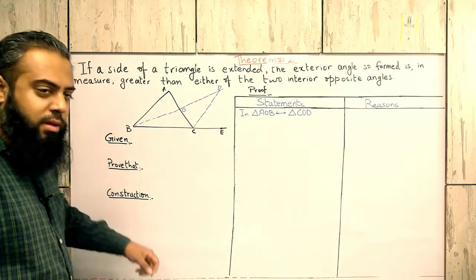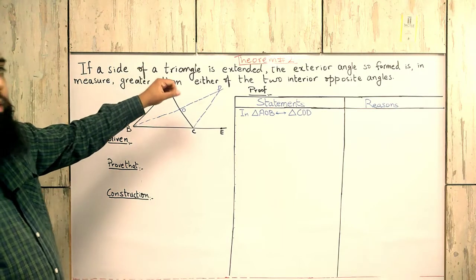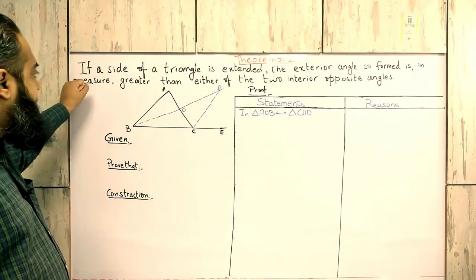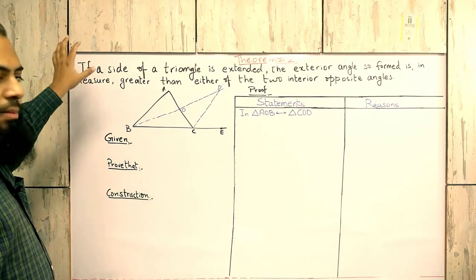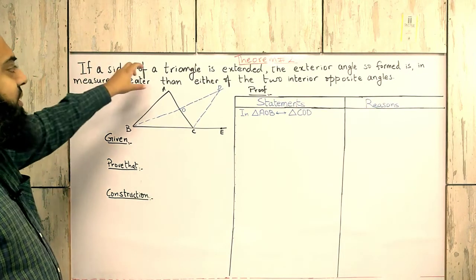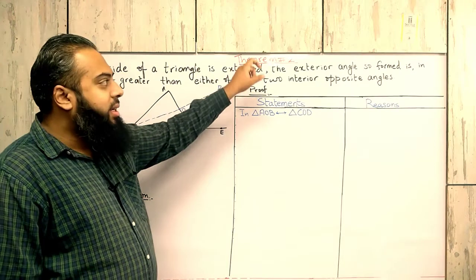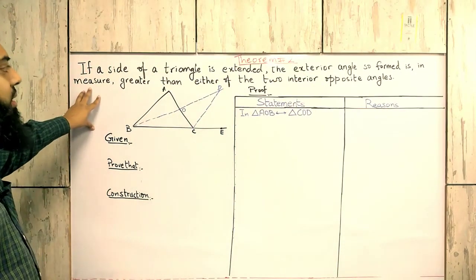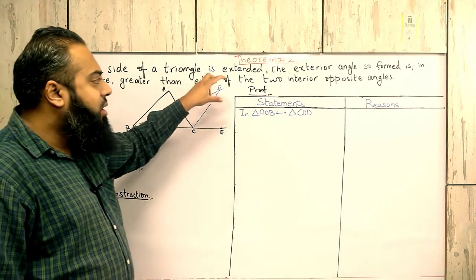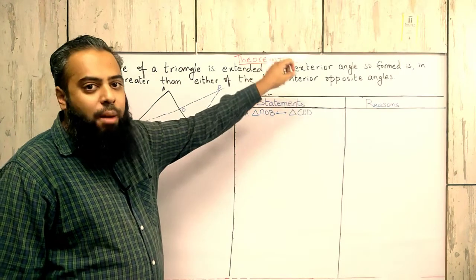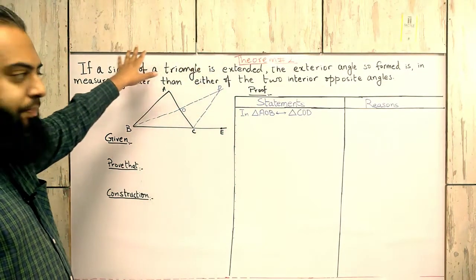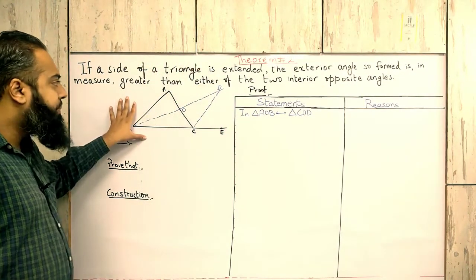Students, today our topic is theorem number 2 from chapter number 12, as you know it. The objective is: if a side of a triangle is extended, the exterior angle so formed is in measure greater than either of the two interior opposite angles. Now to understand the objective, we have a figure over here.